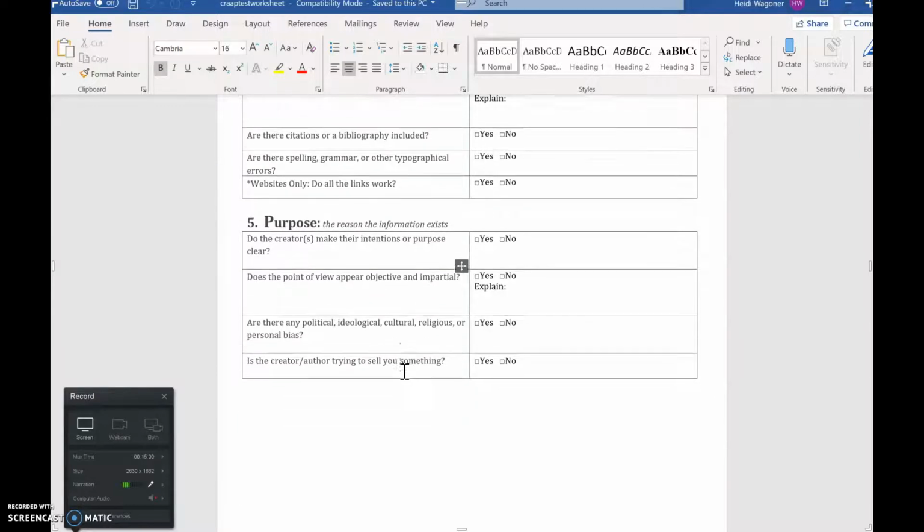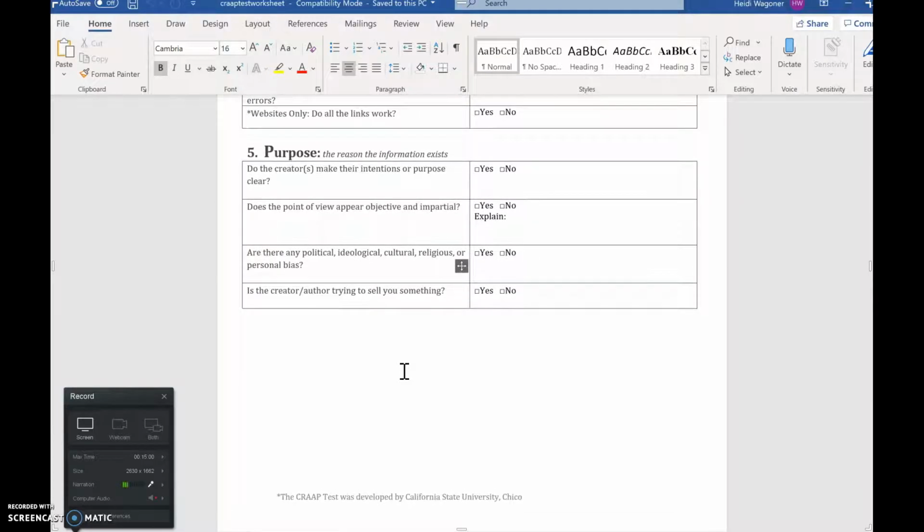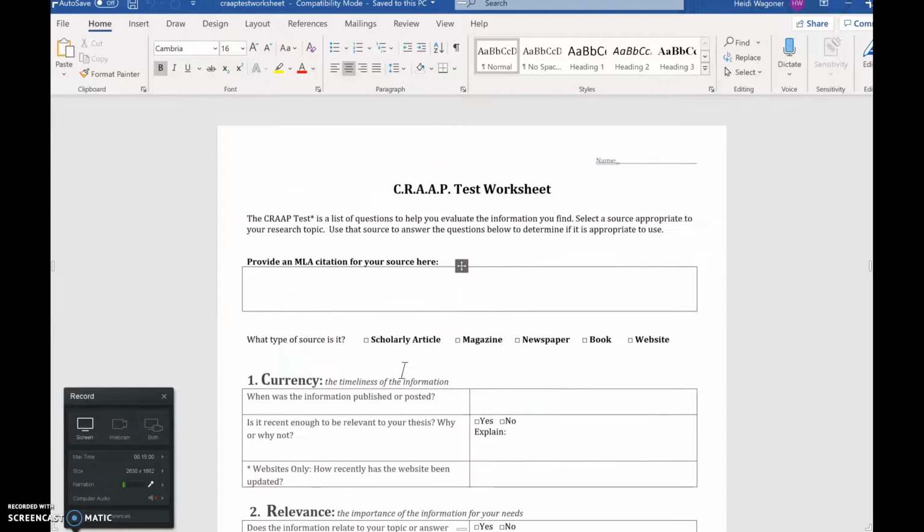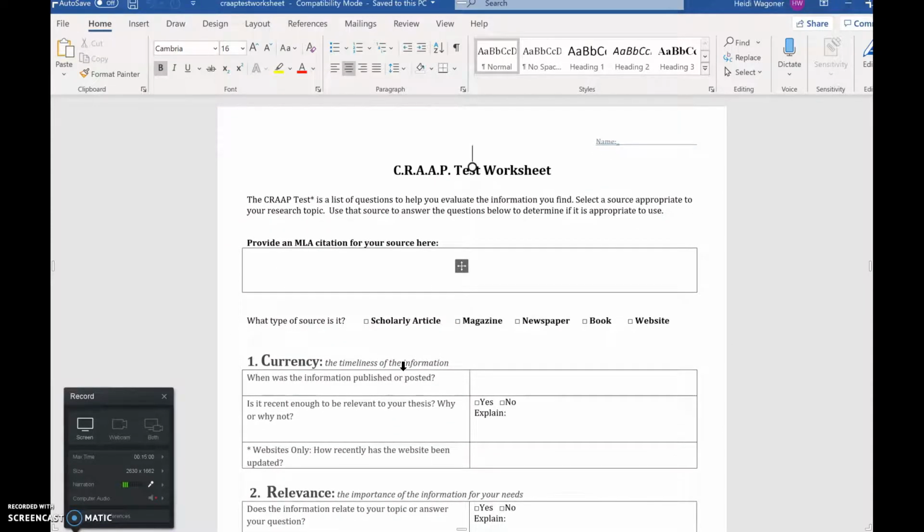Purpose: does the creator make their intentions clear? Are there any political biases? Things like that. So just go through and answer the questions and then submit it. And that will just be for one of your resources, but I would like for you to find a background source, a supporting source, and an opposing source.